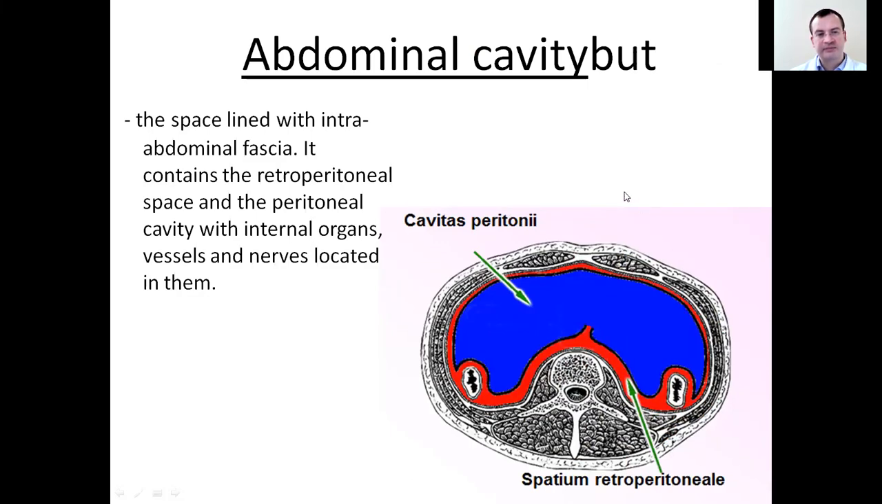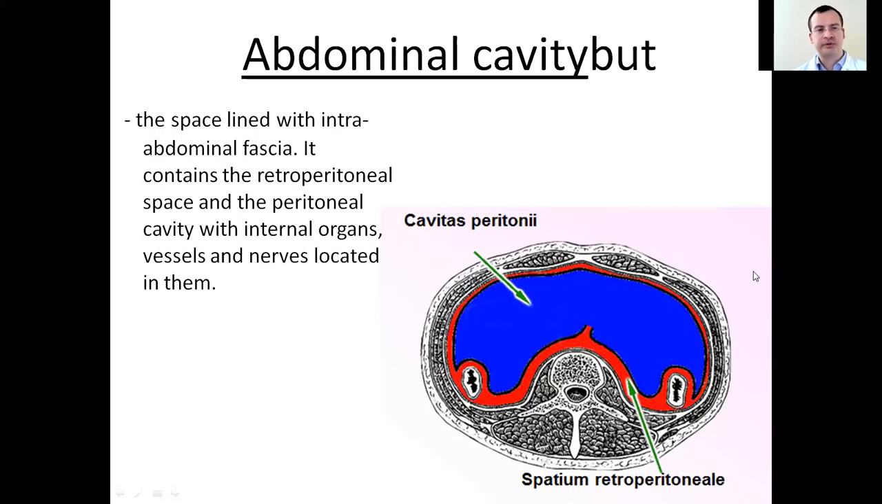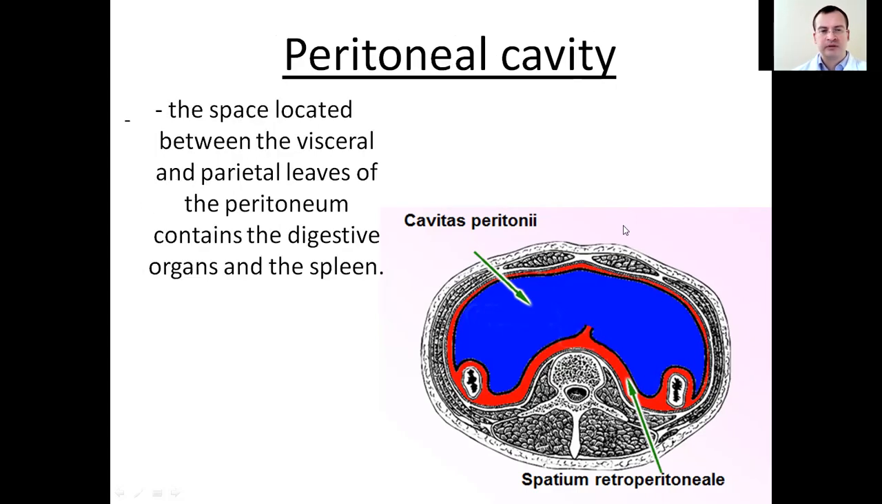The abdominal cavity is the space lined with the intra-abdominal fascia. It contains the retroperitoneal space and the peritoneal cavity, with internal organs, vessels, and nerves located in them. The peritoneal cavity is the space located between the visceral and parietal layers of the peritoneum, and contains the digestive organs and the spleen.